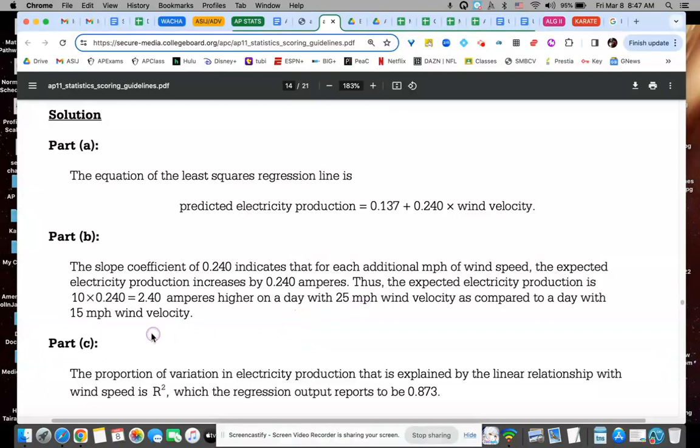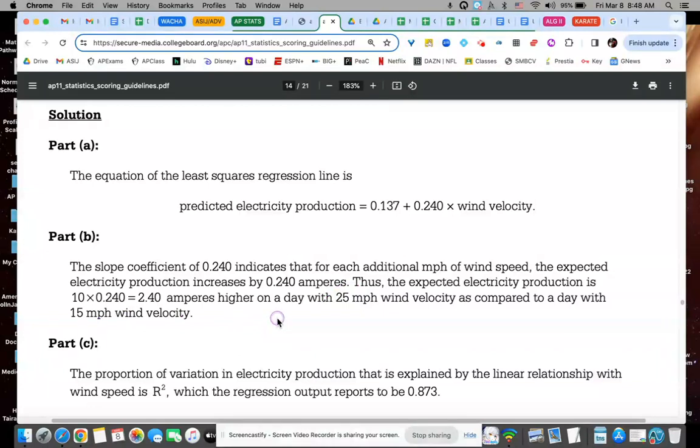So this is a difference of 10, right? From 15 to 25. And if the slope tells us it increases by 0.24 for every single mile per hour, I could multiply that by 10. You can see that that's what they did here. And we will have 2.4 amperes higher on a 25 mile per hour wind velocity day than the 15.